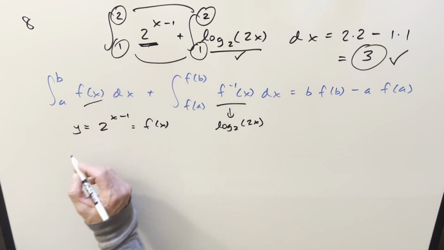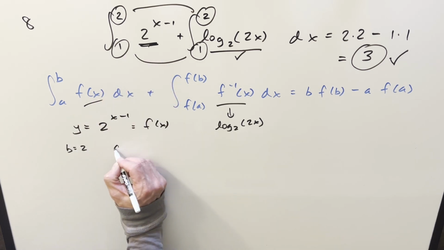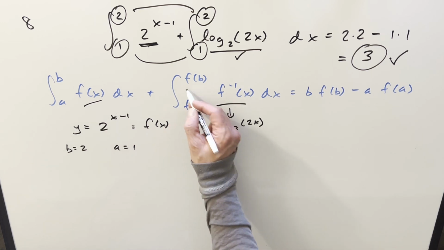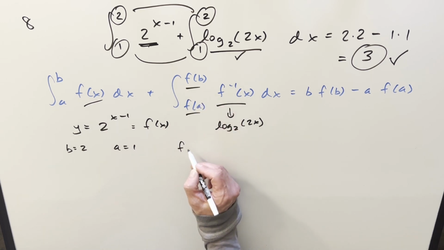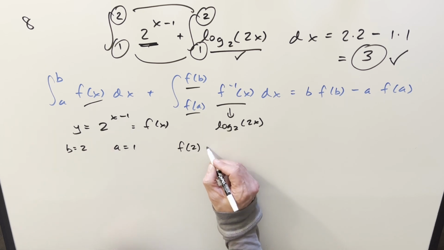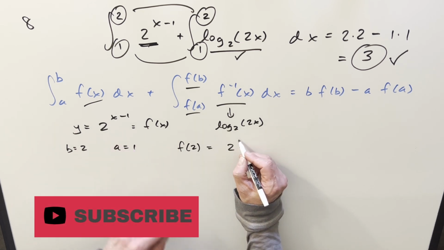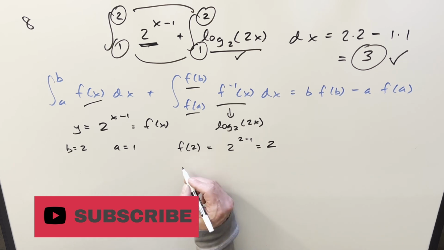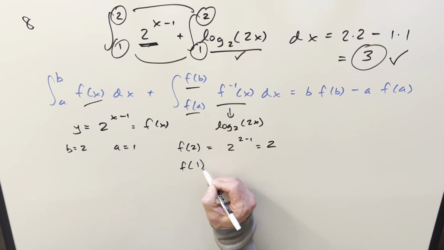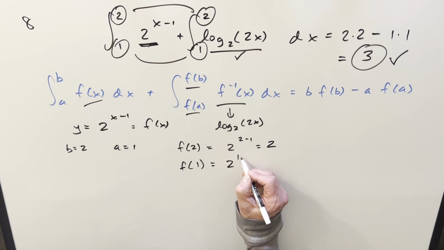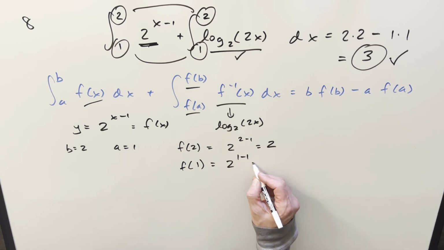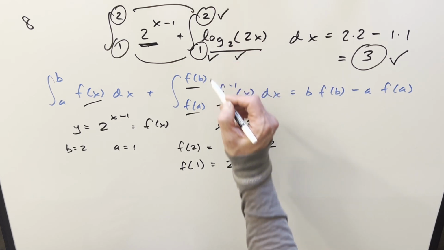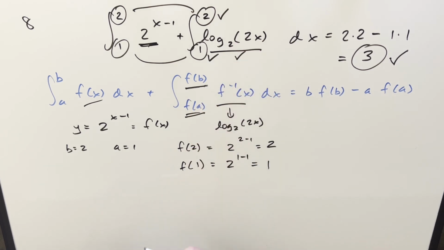Starting with the left one, we're saying b equals 2, a equals 1. What we want to find is f of b and f of a. So for f of 2, where this is our f of x, we plug in 2 minus 1, giving 2 to the 1. That's just 2 for our f of 2 value. Then for f of 1, same thing, plug a 1 in here. We end up with 0 in the exponent, and this is just 1. So our bounds on this second integral line up with f of b and f of a.